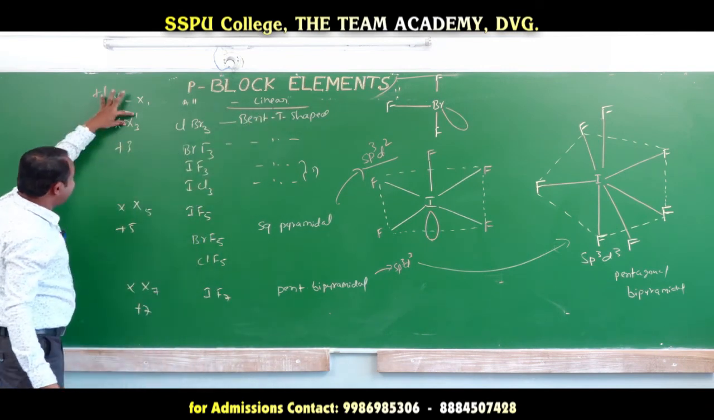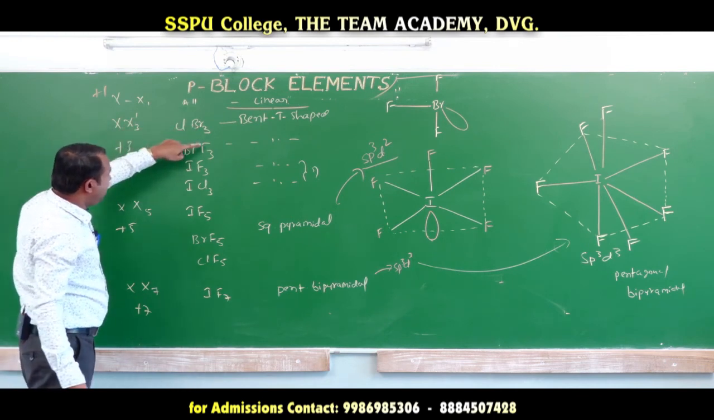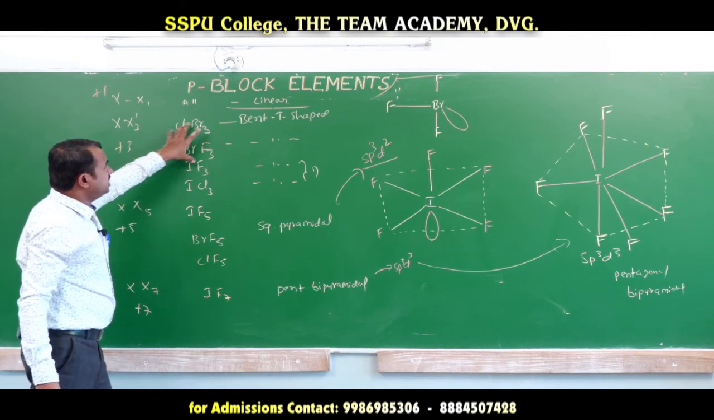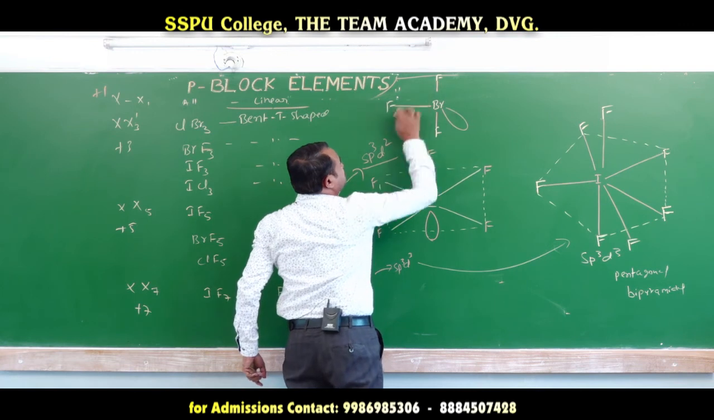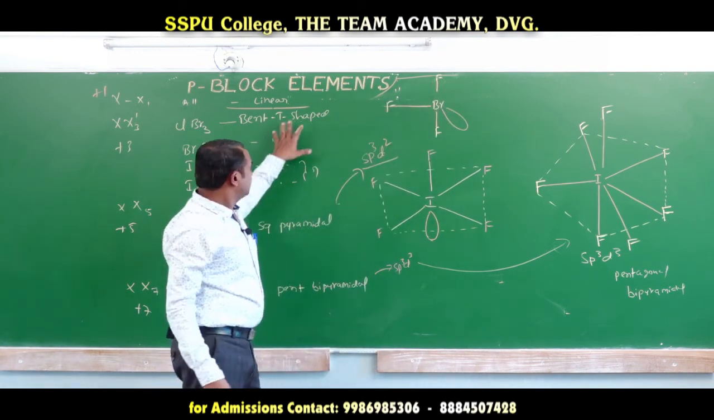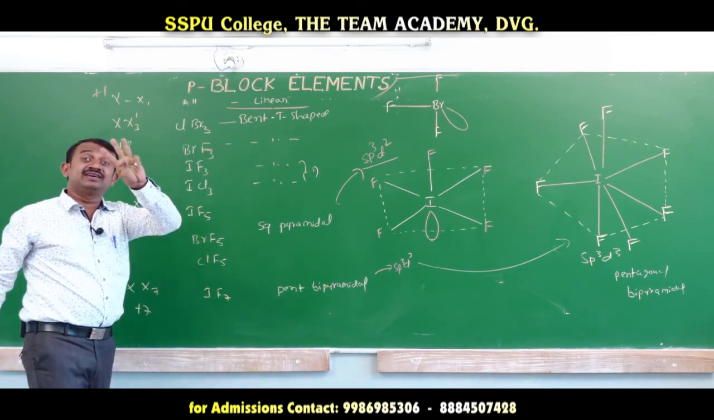Next, X X dash3, meaning ClF3, BrF3, IF3. All these compounds have a bent T-shape. X X dash3 has a T-shaped structure. These are T-shaped when the oxidation state is 3.